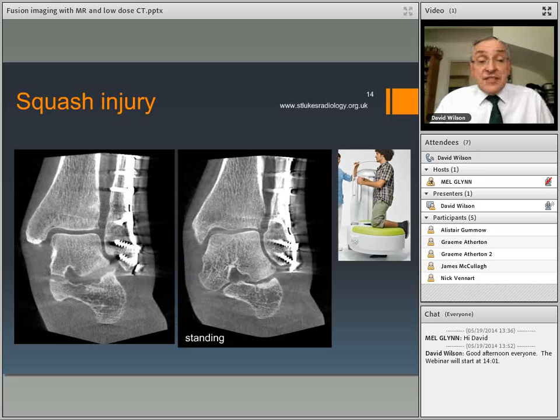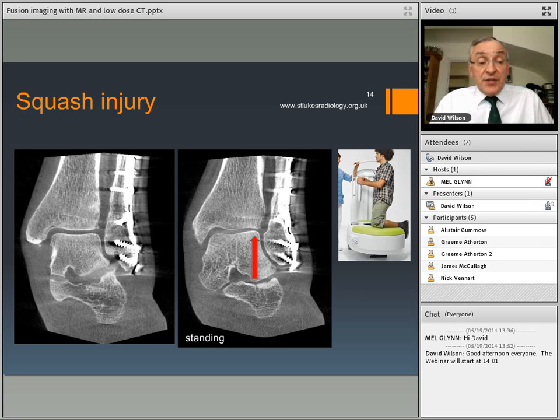So here is the standing view. And some of you astute viewers will have noticed that there is a narrowing of the joint space that we didn't realize. It's a young patient, and he'd got articular surface damage we didn't realize, which suddenly became apparent when you put weight on it. So that's a potential cause of pain which we didn't recognize.